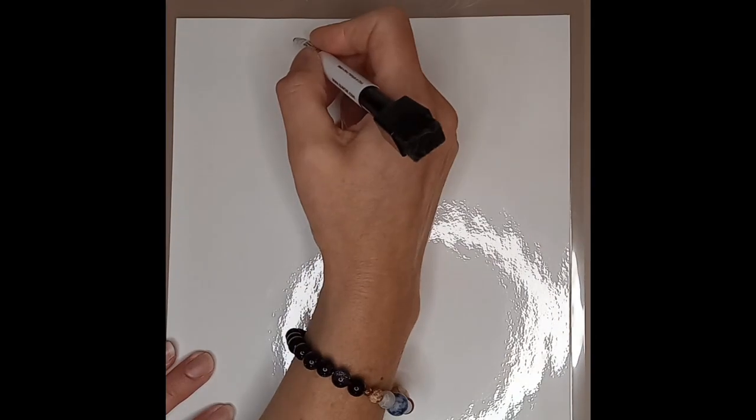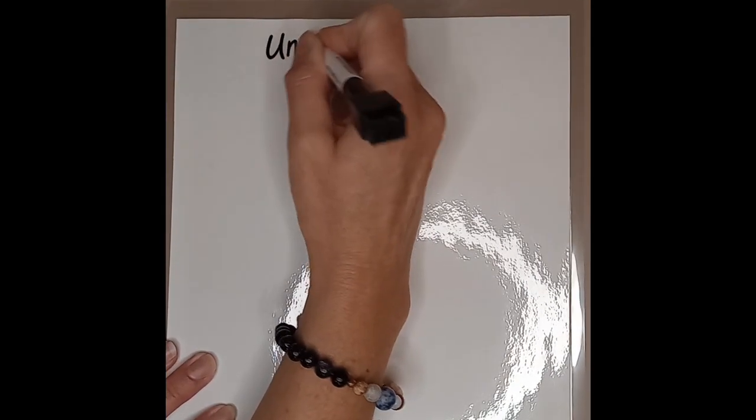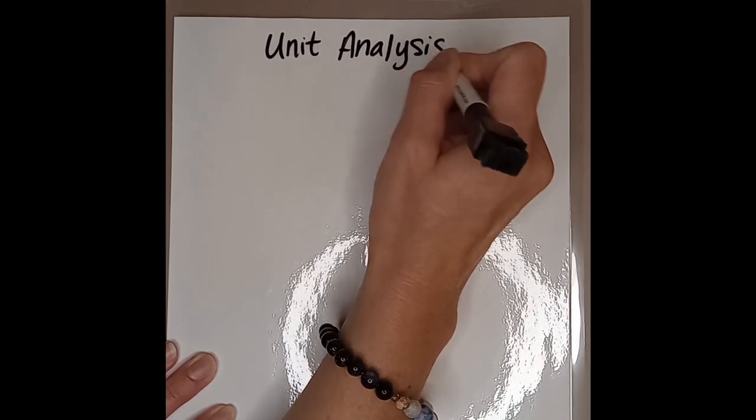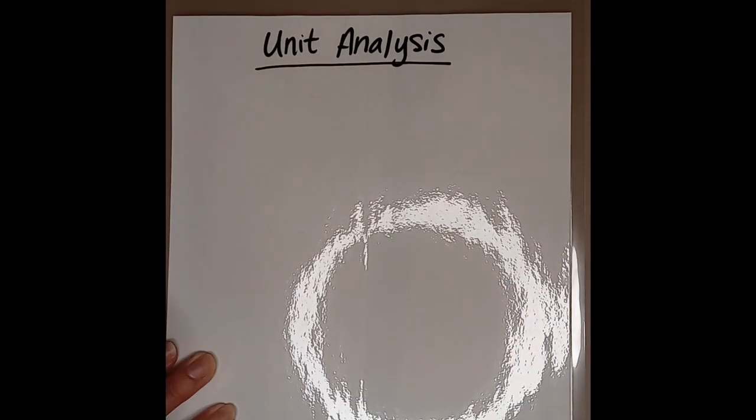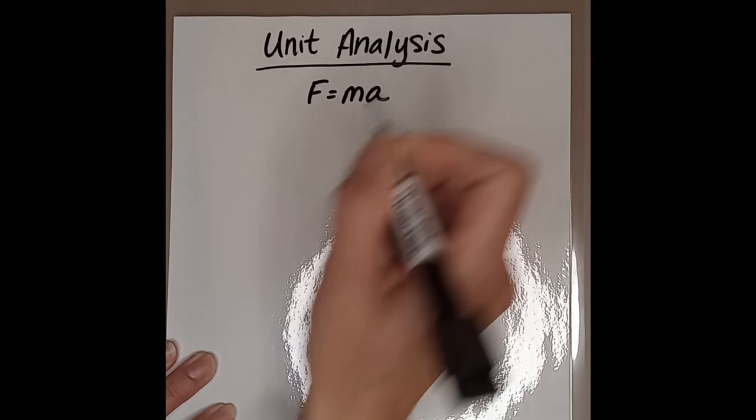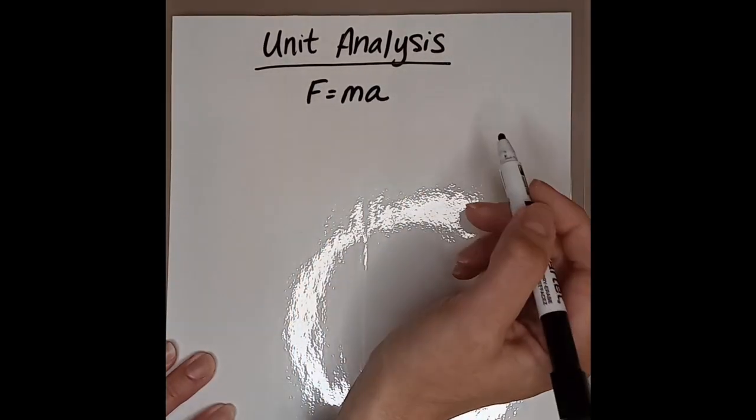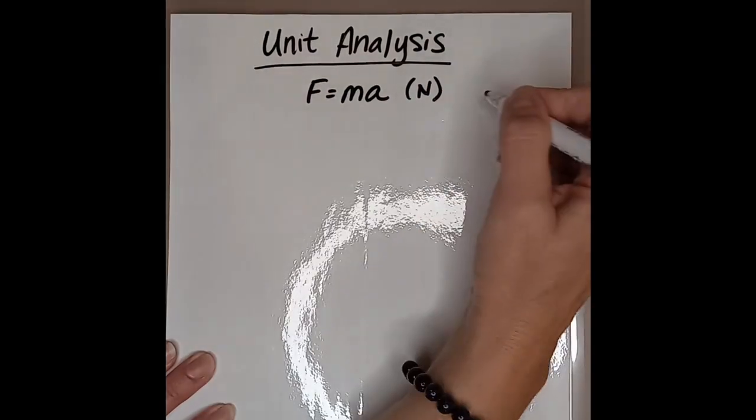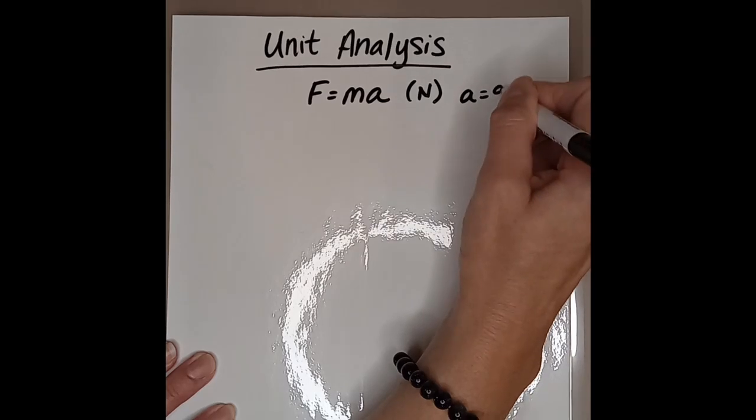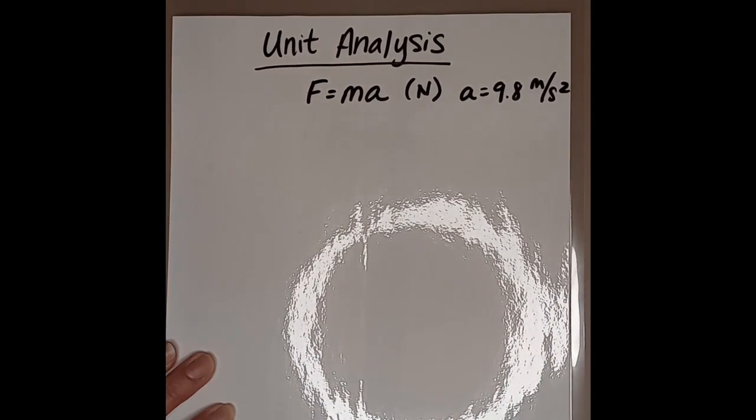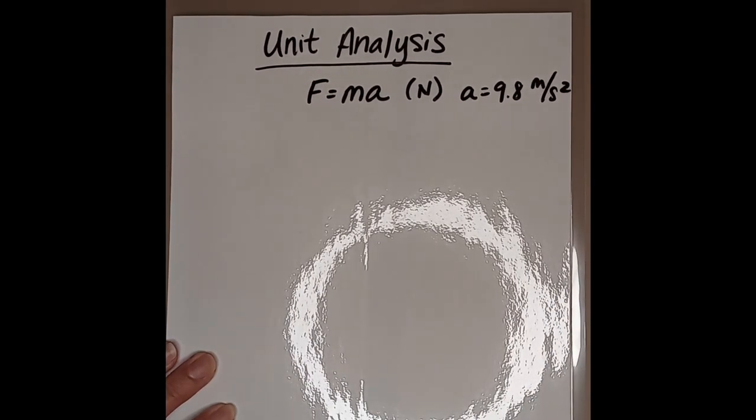So we'll talk about unit analysis here real quick. This is one of my favorite techniques to do a quick check to see if your problem solving has been correct. We just talked about force and how that is related to mass. Force is equal to mass times acceleration, and we have units of newtons. Acceleration is our constant acceleration due to gravity, 9.8 meters per second squared. So whenever you're talking about acceleration, your units will be meters per second squared. Mass will be in kilograms here.